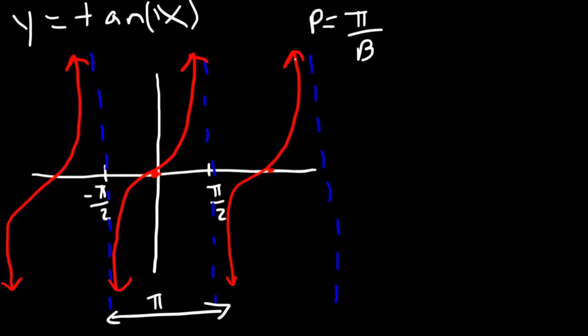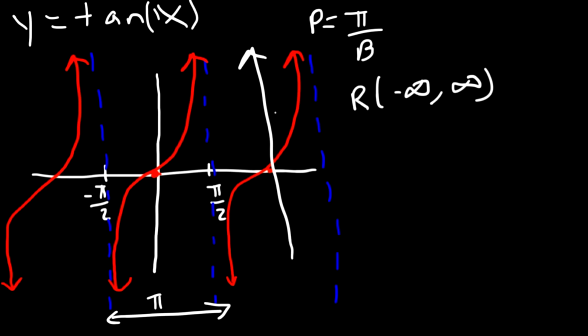Now the range for tangent will always be the same. It's negative infinity to infinity. As you can see, the curve is continuous going from the bottom to the top. So that's always going to be the range in this particular example.